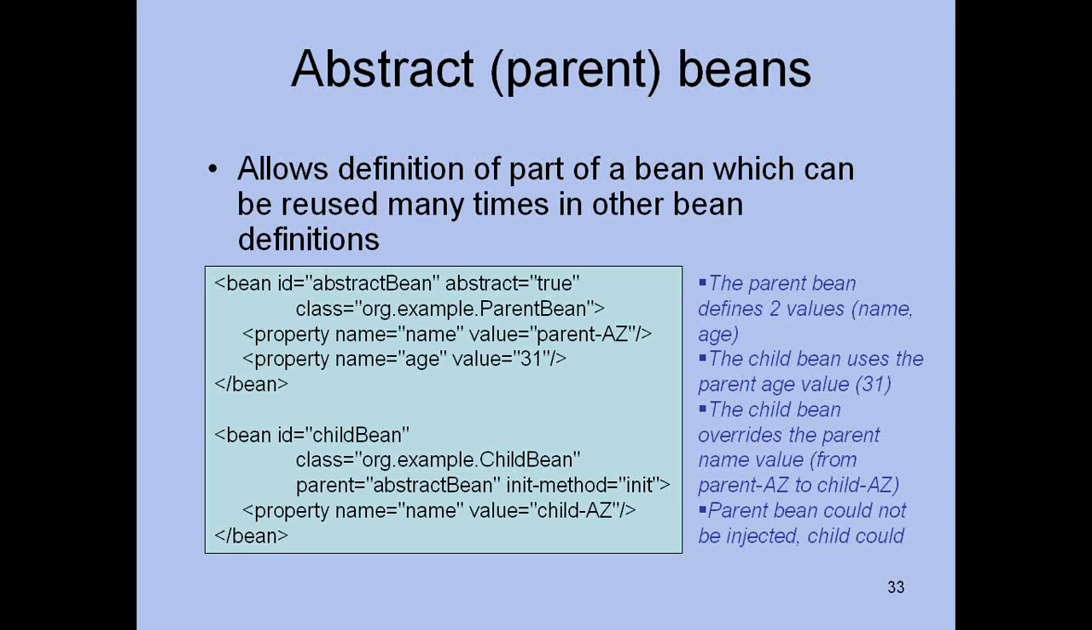In certain cases, you want to inherit the properties from a parent bean because you don't want to redefine all those values. In those cases, you use the element parent. Suppose you don't want to redefine name and age for the child bean, you just inherit the values from the other beans using the attribute parent equal to.